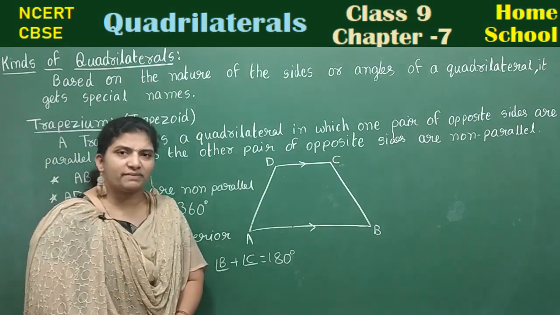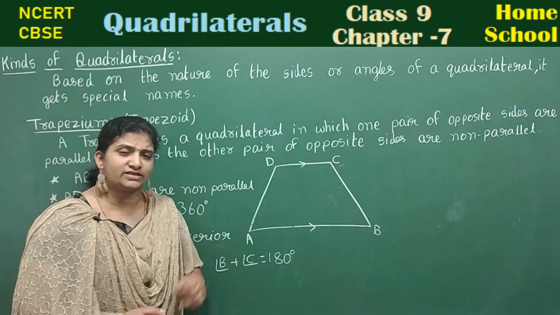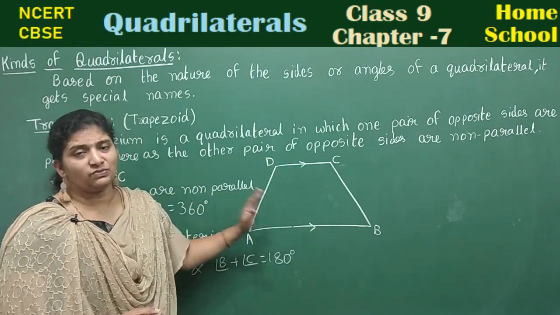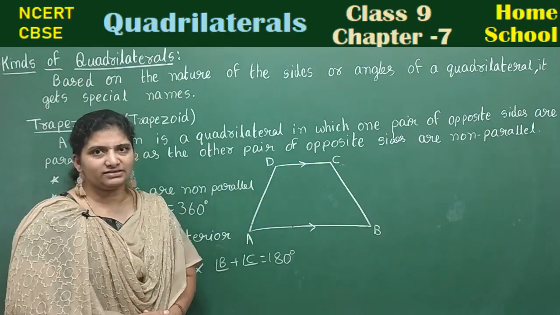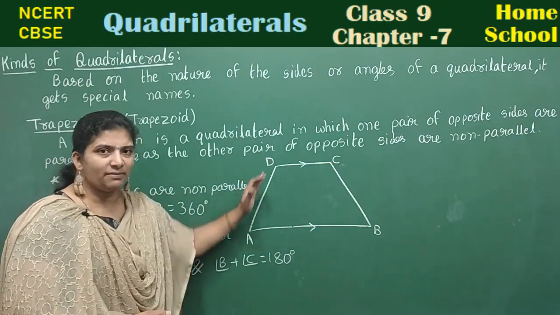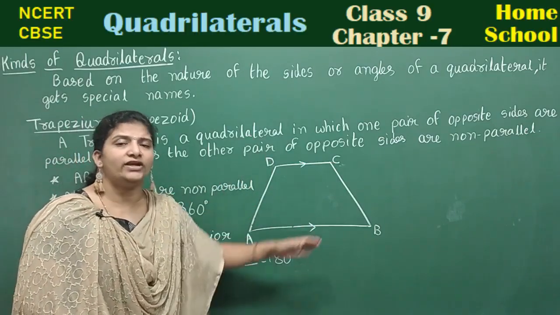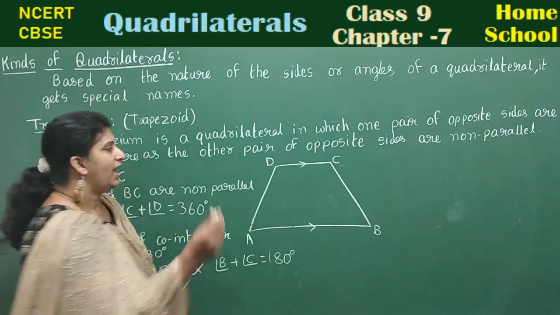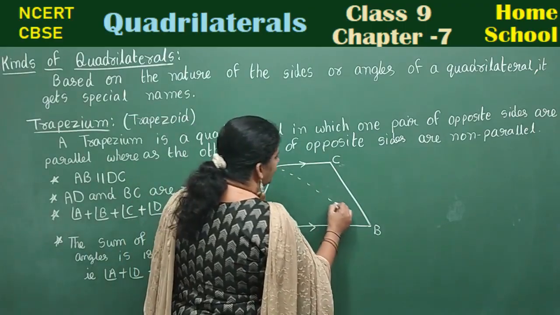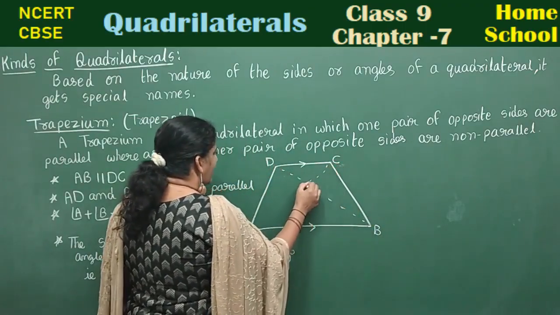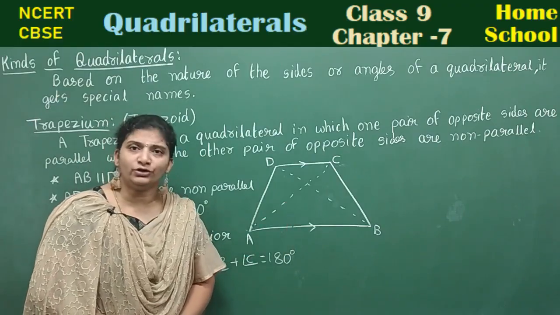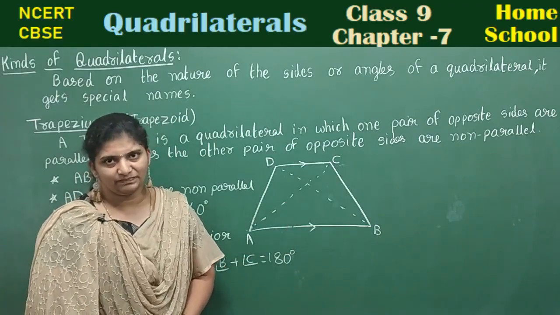In the same manner, children, a trapezium also has 4 sides, 4 vertices, 4 angles, one pair of parallel sides, and one pair of non-parallel sides. The co-interior angle sum is 180. The sum of interior angles of the full trapezium is equal to 360 degrees. And you can draw the diagonals. A trapezium also has 2 diagonals, BD and AC.